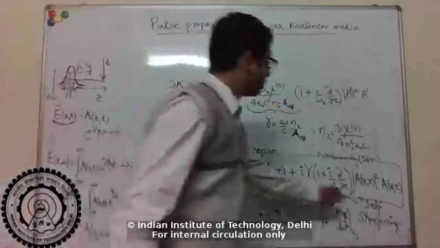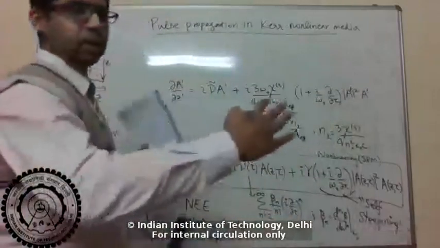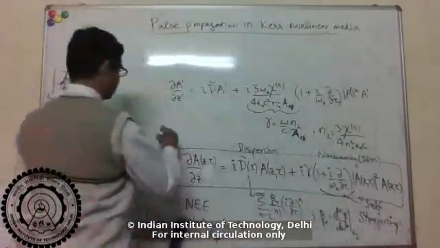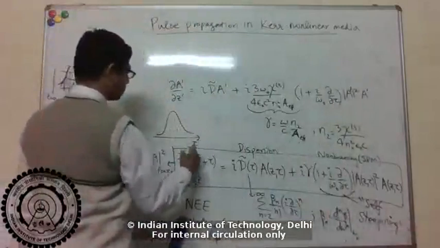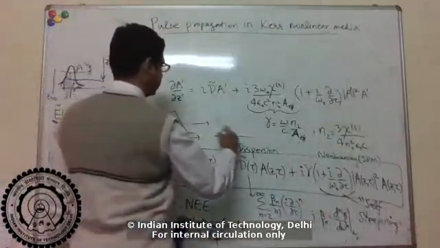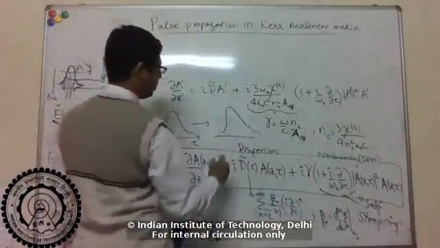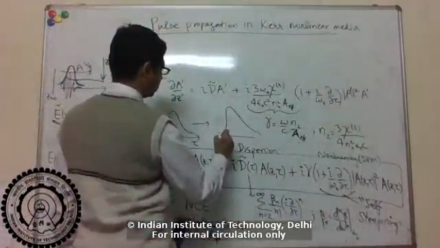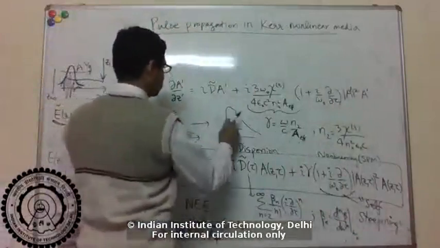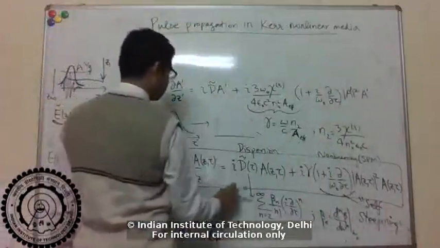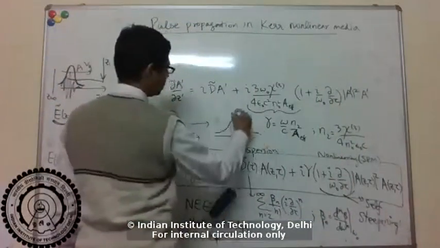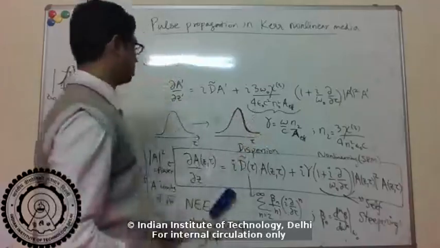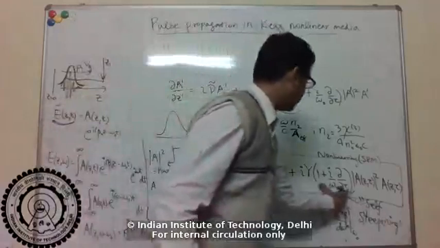It's called self-steepening because it actually leads to a steepening and asymmetry in the pulse. What this term does is, if you have a symmetric pulse like this, it makes it asymmetric, so the front and back don't look the same. Typically the trailing edge of the pulse becomes very steep. That's why it's called self-steepening.